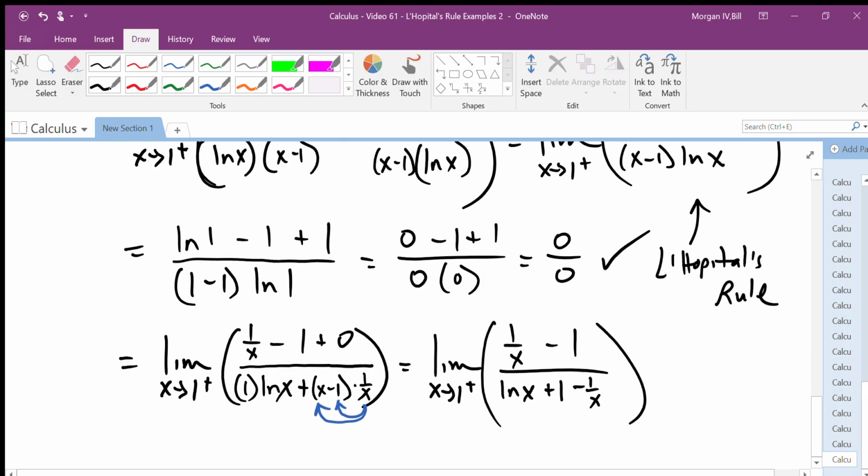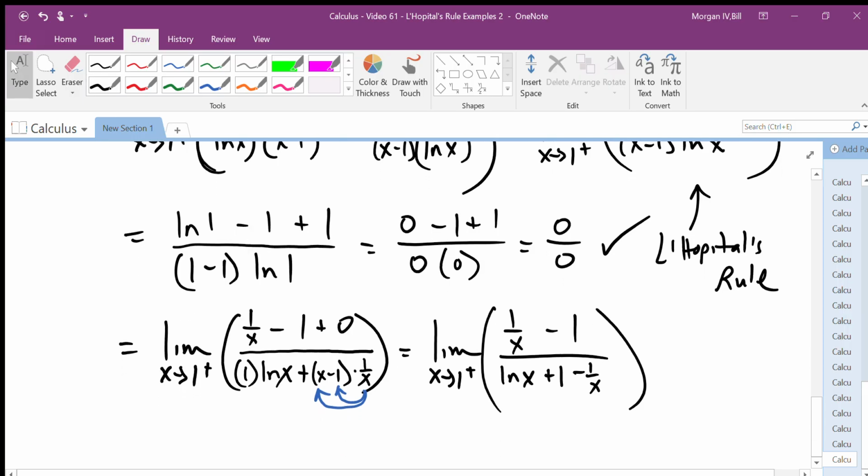Now, again, direct substitution. Don't go right into L'Hopital's rule again. You got to always do direct substitution to see if you get something. If I plug in 1, I get 1 over 1 minus 1 natural log of 1 plus 1 minus 1 over 1. That would be 0 on the top, and natural log of 1 is 0, plus 1 minus 1 is 0. Okay, so 0 over 0 again. That means we're doing L'Hopital's rule again from this guy right there.